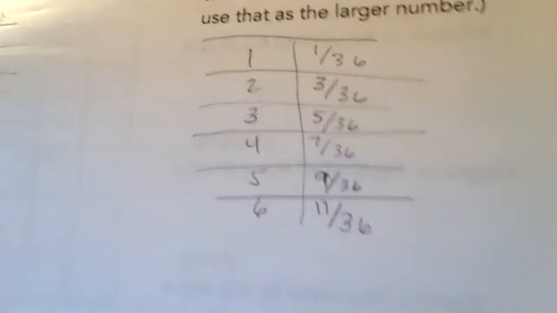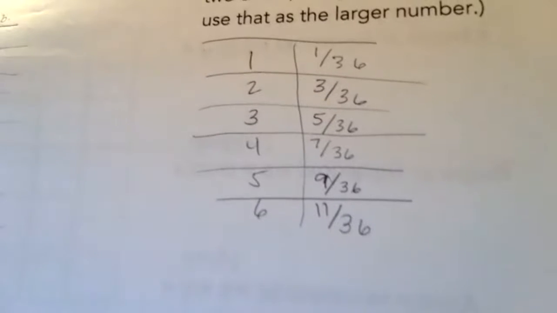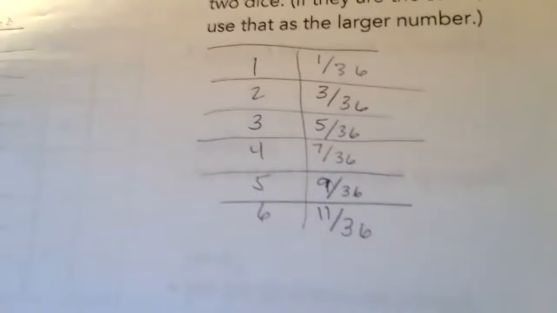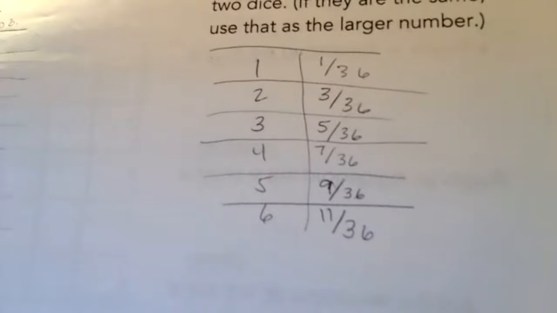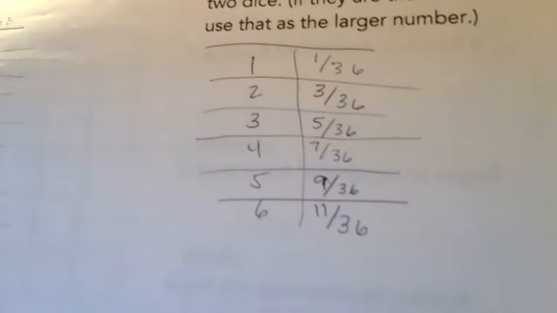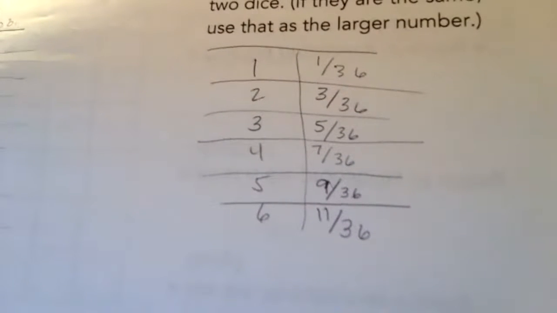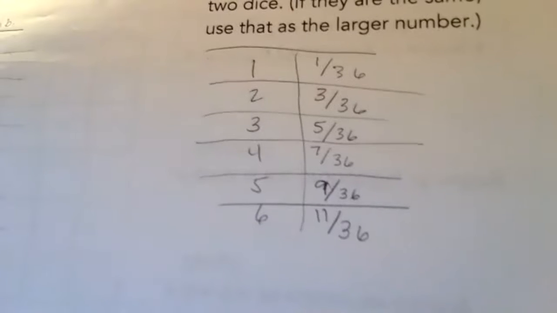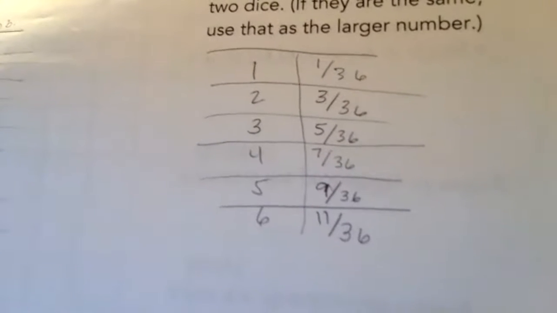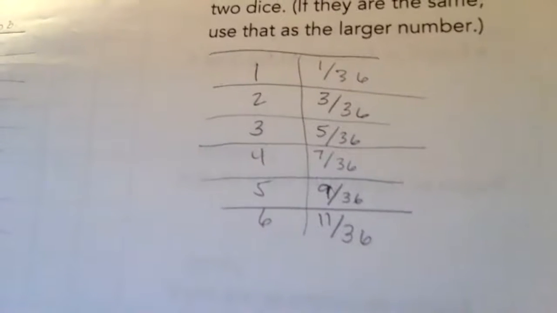Okay, so mine looks totally different. So that's wonderful, right? What do we have? We have all the possible outcomes, 1 through 6, with their corresponding likelihoods of occurrence. Getting a 1 is a 1 out of 36 probability. Getting a 2, 3 out of 36. Getting a 3, 5 out of 36, and so on.